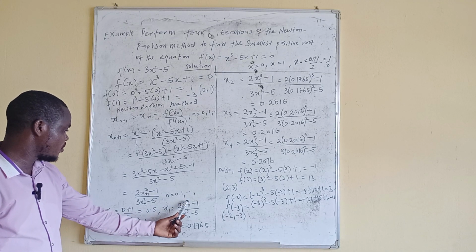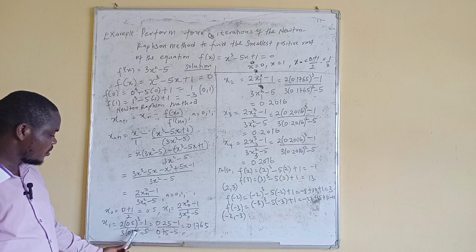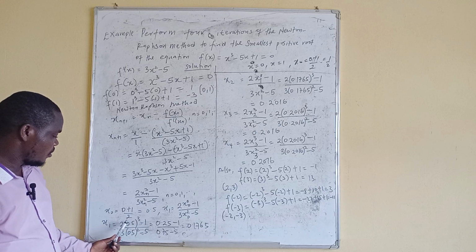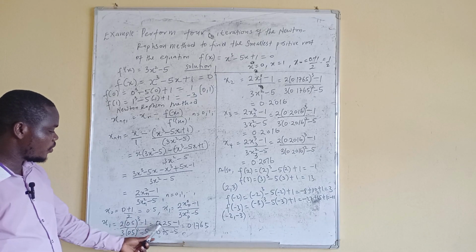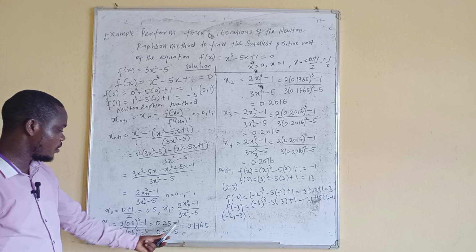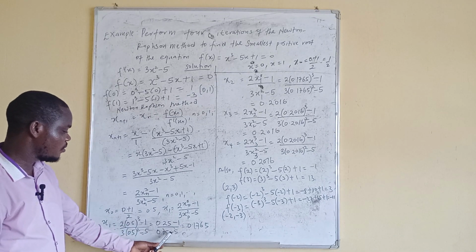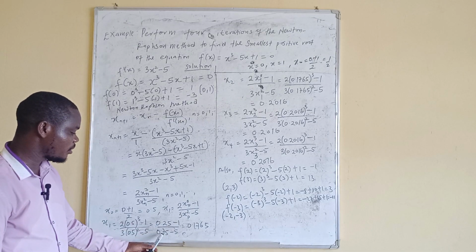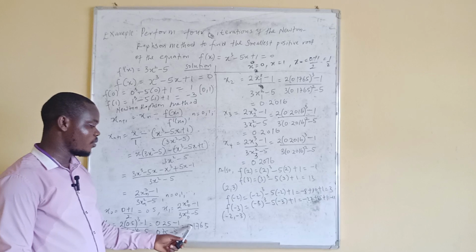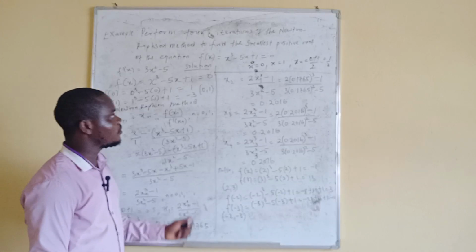2 into 0.5 to the power of 3 minus 1, divided by 3 into 0.5 to the power of 2 minus 5. Now, 0.5 to the power of 3 times 2 gives us 0.25, minus 1, divided by 0.5 to the power of 2 times 3 gives us 0.75, minus 5. Now (0.25 − 1) divided by (0.75 − 5) gives us 0.1765. That's our first iteration.